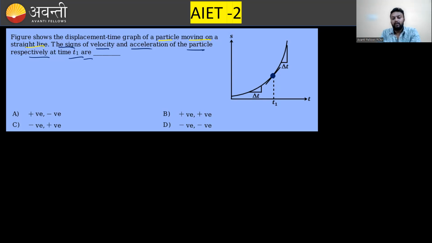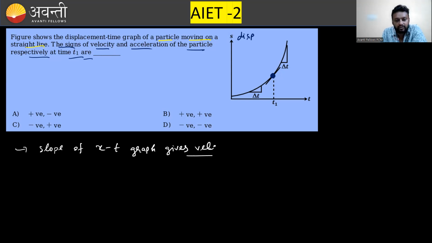Okay. So first of all, this is a displacement versus time graph. So this is displacement, this is time. So you know that the slope of the xt graph gives the velocity. If I write one statement here: slope of the xt graph gives velocity. This is the punchline, you should remember this.